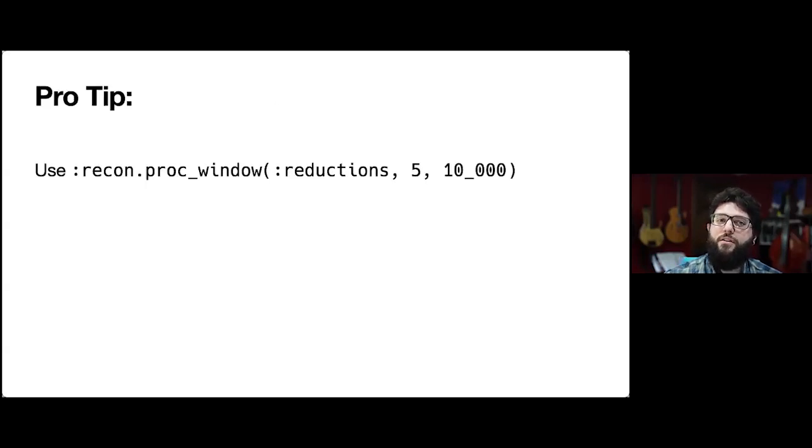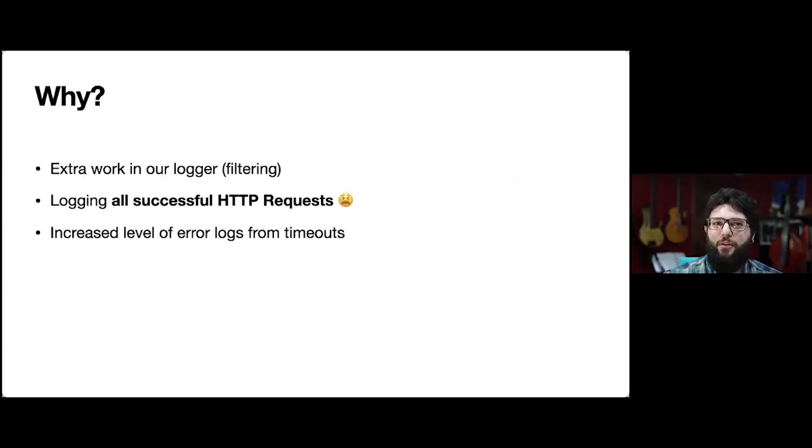The better option is to use the recon library by Fred Hebert. It has this proc window function that lets you say, I want to know the top 5 processes for reduction usage over 10 seconds. It measures all the reductions in all the processes in your system, waits 10 seconds, measures again, compares, and shows you the top 5 offenders. Really useful function in this library. Now, I did that and found out Logger was still the top culprit. Why is our Logger using so many reductions?